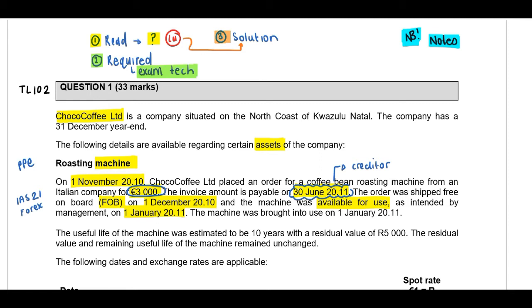Therefore, when will ownership transfer? On 1 December 2010, and the machine was available for use as intended by management on 1 January. Now, why is this important to us? Because IAS 16, our PPE standard, indicates to us that we need to start with the depreciation once the machine is available for use as intended by management.